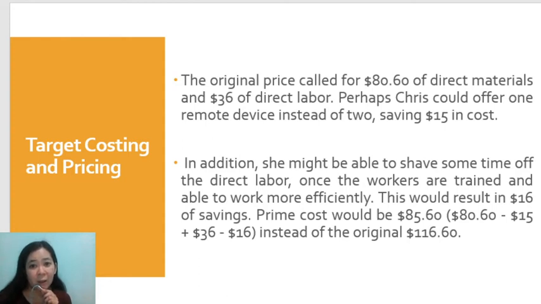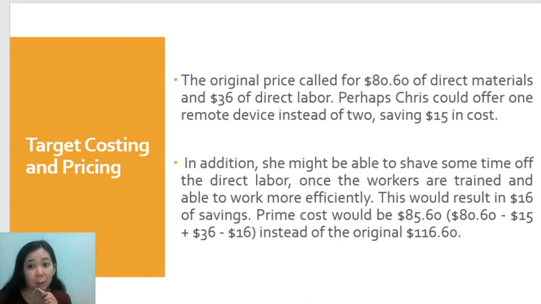And $36 of direct labor. So perhaps they could offer one remote device instead of two, so they can save $15 in cost. That's their first option. In addition, they might be able to shave some time off the direct labor once the workers are trained and able to work more efficiently. This would also result in $16 savings.